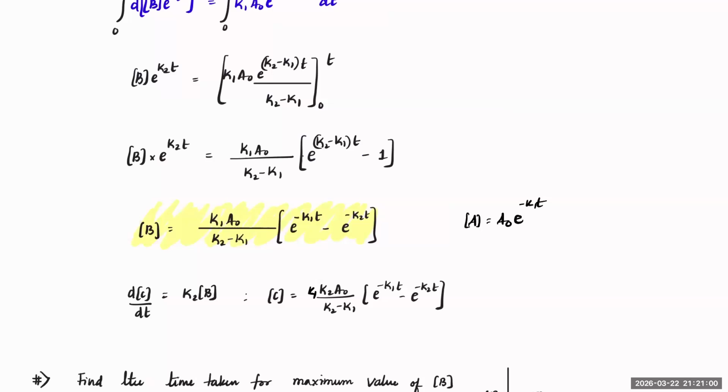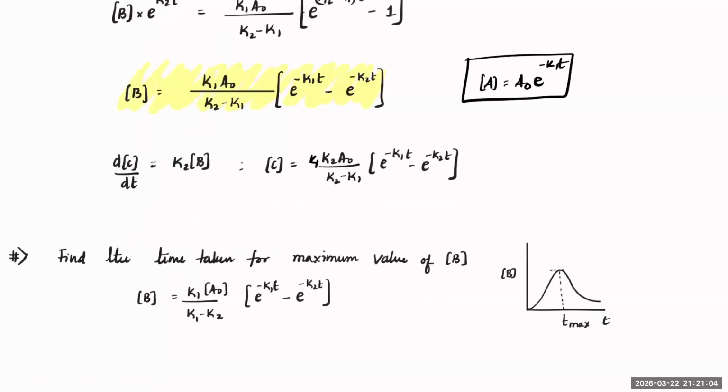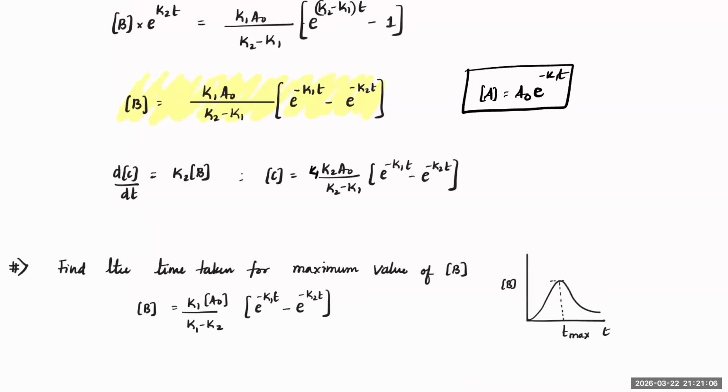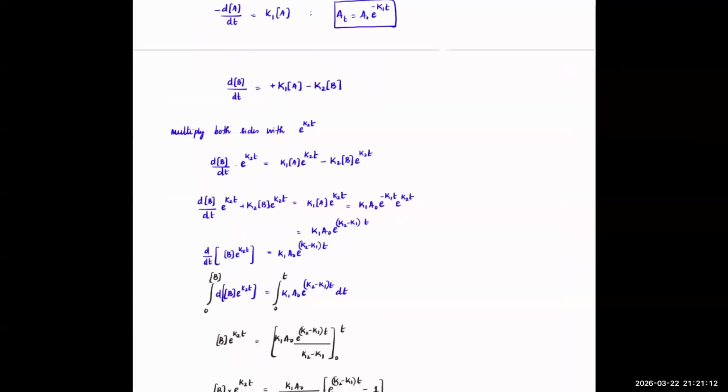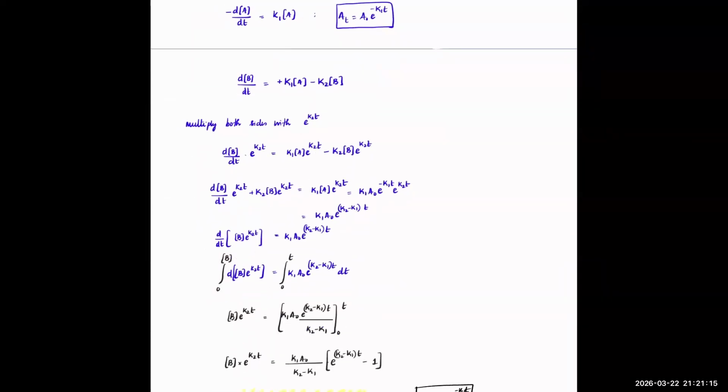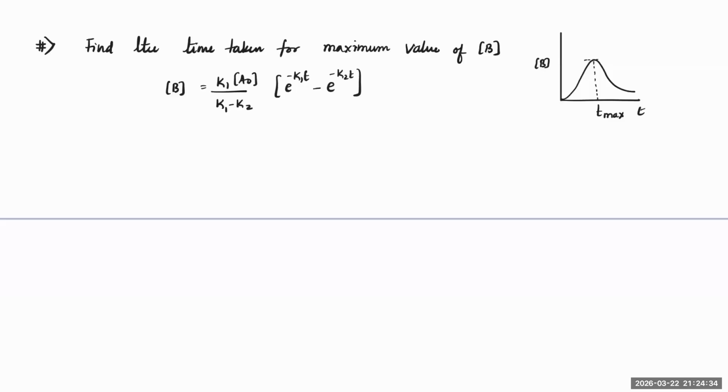Right? These three are the expressions for the sequential reaction. All right. So quickly go through it once. Check out how we have derived it. This is a very standard question which is asked in series reactions. That is, find the time taken for maximum value of B.